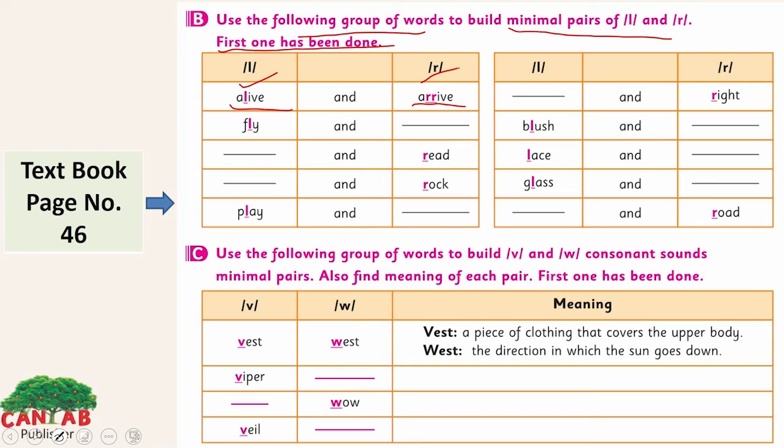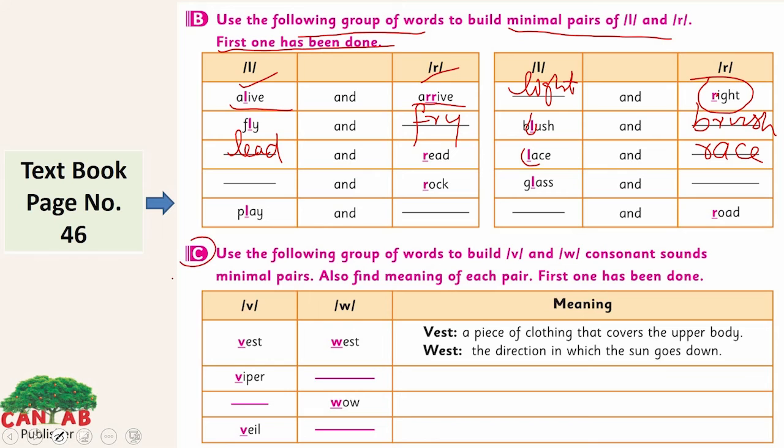The one letter sound here. So, we have a word here, right? If you replace the R here with L, what will be the word? Yes, light. Fly. Or replace the L with the R here. Yes, fry. Blush. Here, replace it with the R. Brush. Read. Replace it with L. Lead. Lace. It's very easy. Replace it with R. Race. Do the remaining words by yourself, dear students.